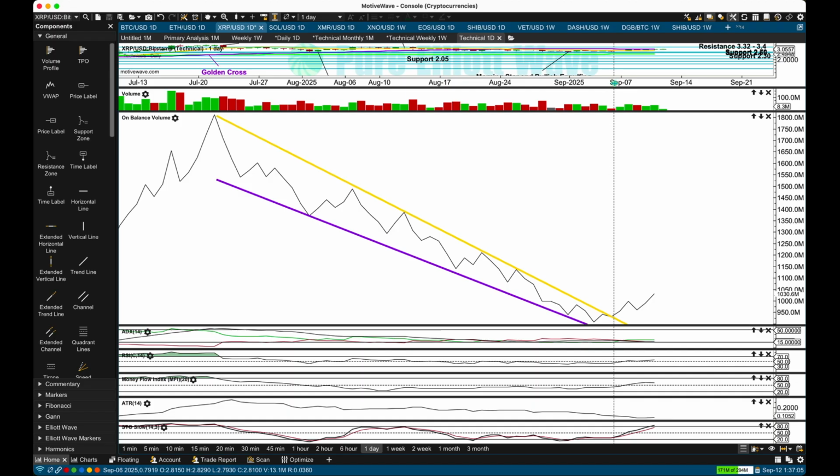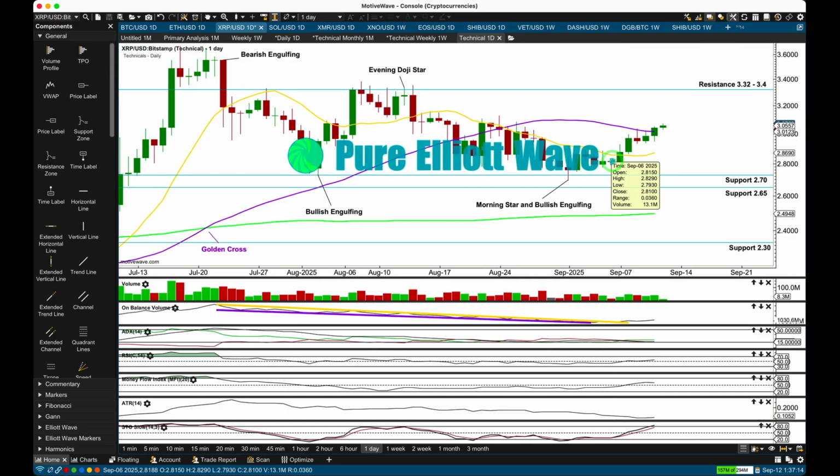On-balance volume broke above resistance on the 6th of September. That was this day here. So price was still consolidating when on-balance volume broke above resistance, and it did portend an upward movement as on-balance volume moved higher. So that's one of the very few things in technical analysis that can be a leading indicator.